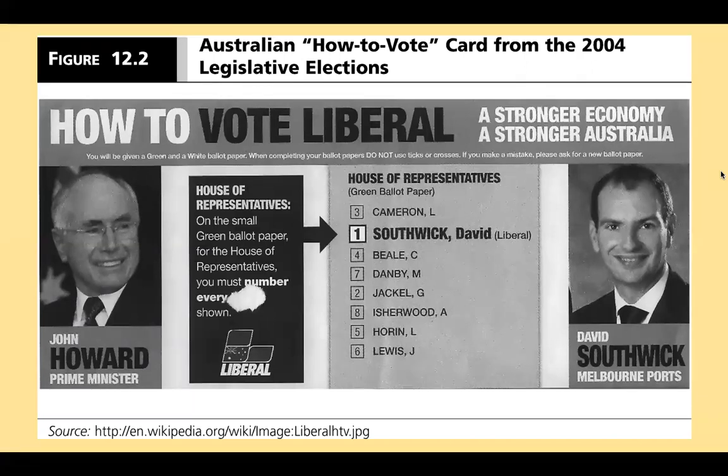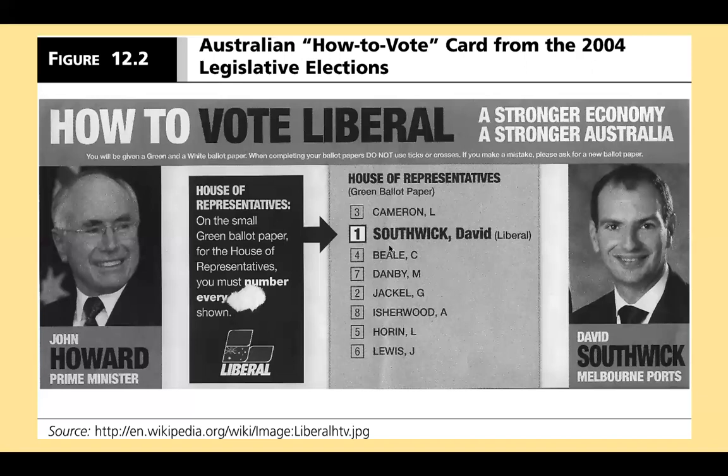This is an example of a ranked choice ballot. This is an Australian how to vote card from the 2004 legislative elections. And this is the Liberal Party. Basically, what they did here is they gave the voters an example of the order or the list of preferences, the rankings that they should inscribe onto the ballot. And you can see that they even go down to the level of telling the voter that if they make a mistake, they should ask for a new ballot paper.